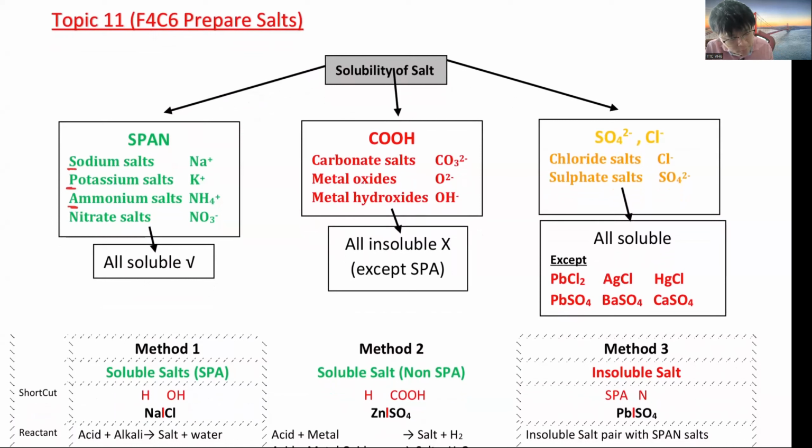Then you repeat the experiment without the phenolphthalein. Why do you need to repeat? Because the first round is for you to know how much acid is needed to neutralize the alkali, but you cannot extract the salt. Acid plus alkali becomes salt and water, and you cannot extract the salt because there is phenolphthalein inside. So you repeat the whole experiment without phenolphthalein.